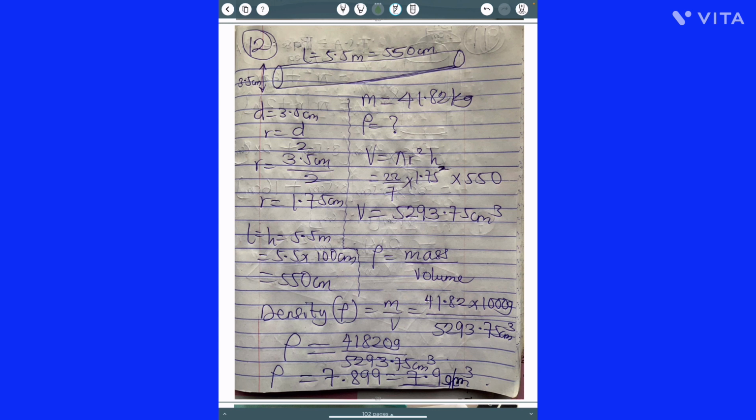After getting the volume, we now go to density, which is mass over volume. So the density of the solid will be mass over volume. The mass is 41.82 kilograms. Change 41.82 kilograms to grams by multiplying it by 1,000. That gives you 41,820 grams. Divide 41,820 grams by the volume, which is 5,293.75 centimeters cube. You get your answer, 7.9 grams per cm cube to 1 decimal place.